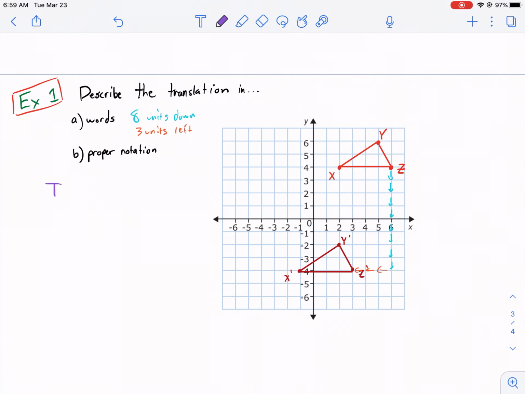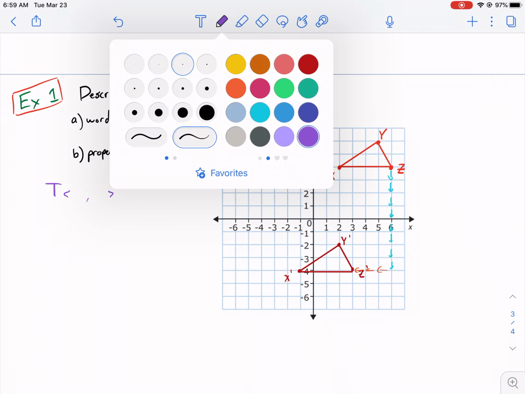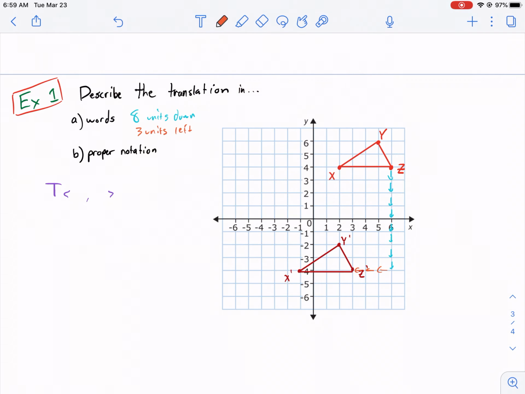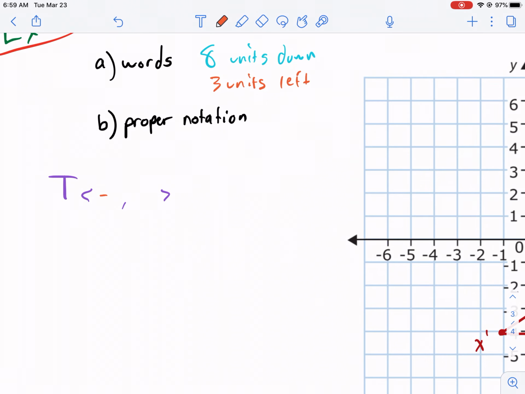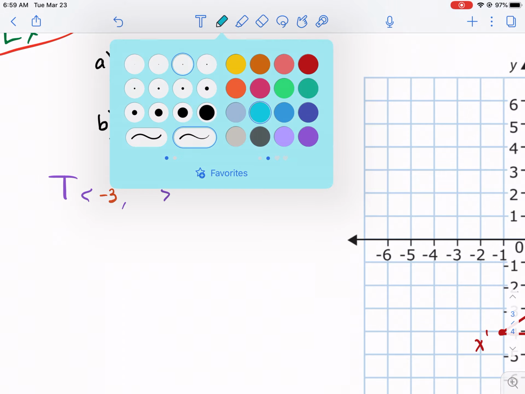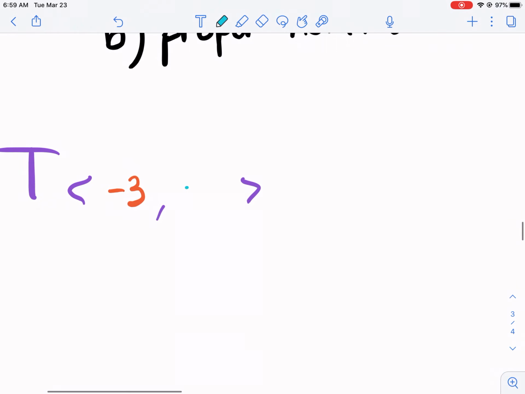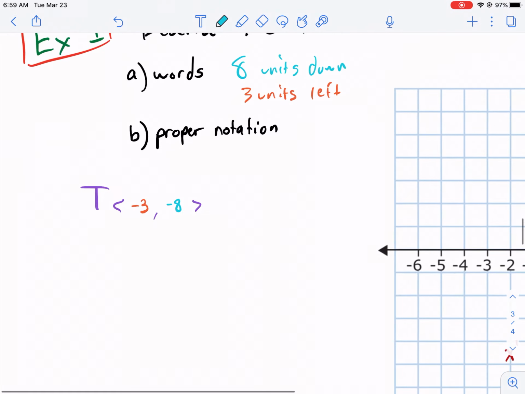Okay, now how do we do it with proper notation? Well, the T stands for translation, and now we need our little brackets. We're going to put our X, the change in X, on the left. Well, that is -3, 3 units to the left. On the right part of it, we're going to put the change in the Y, -8. It went 8 units down.